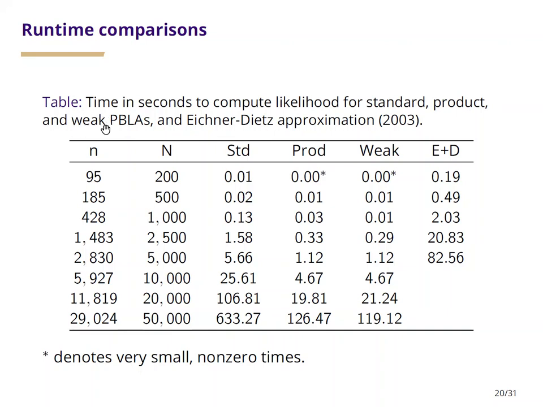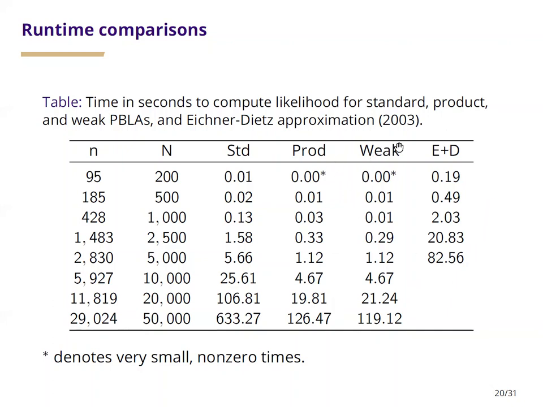There's also a normal approximation that is akin to the product method. And then I'm also comparing to what's called the Eichner-Dietz approximation in Stockdale et al. This is really a numerical integration technique for the nasty integral of the partial data likelihood. So it's no surprise that the Eichner-Dietz method, where we do numerical integration, is not fast at all and doesn't scale well as the epidemic size grows.